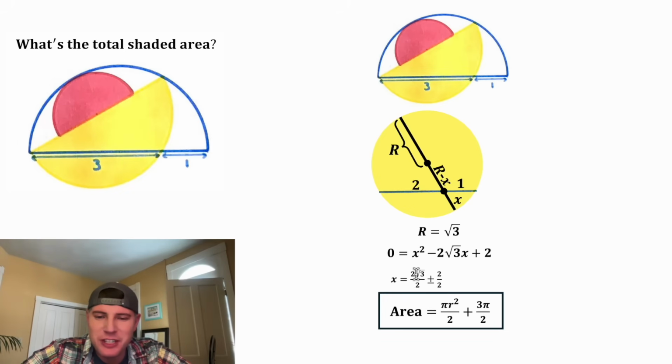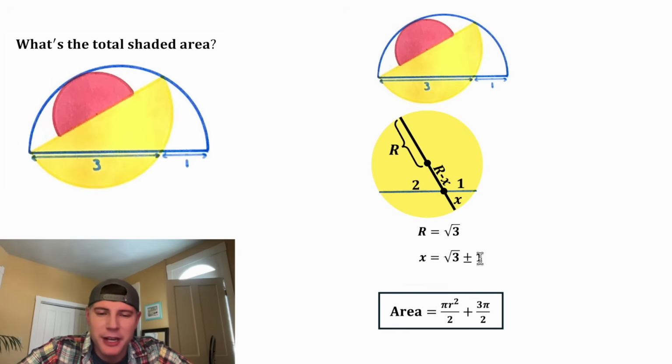For the first term, this 2 on top and this 2 on bottom are going to cancel each other out. So we're left with the square root of 3. And then for the second term, 2 divided by 2 is equal to 1. And now we have our values for x. It's equal to square root of 3 plus or minus 1. Let's look at these separately, the plus 1 version here and the negative 1 version here.